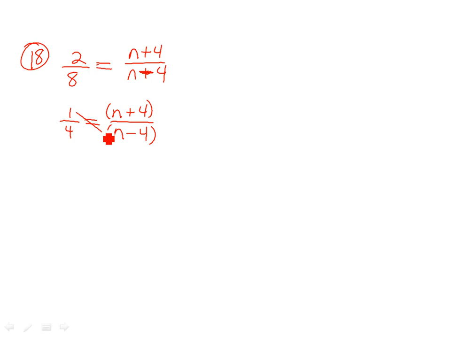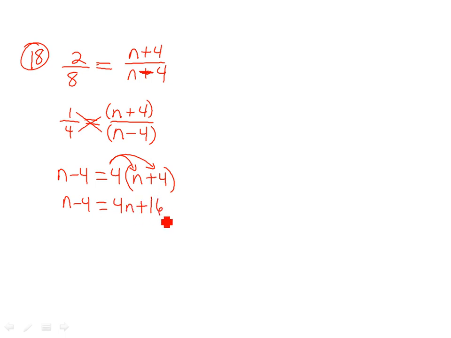Well, 1 times that's just going to give you what? Just that, n minus 4, right? On the other side, multiplying the means here, you get 4 times n plus 4. And I highly suggest that you write it out that way each time, otherwise you're going to get confused. What do we have to do next? Distribute. Over here stays n minus 4. What do you get on the other side? 4n plus 16.